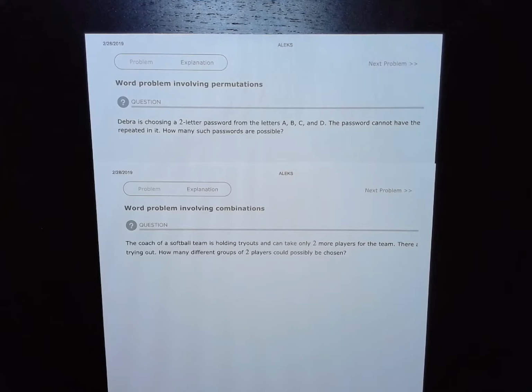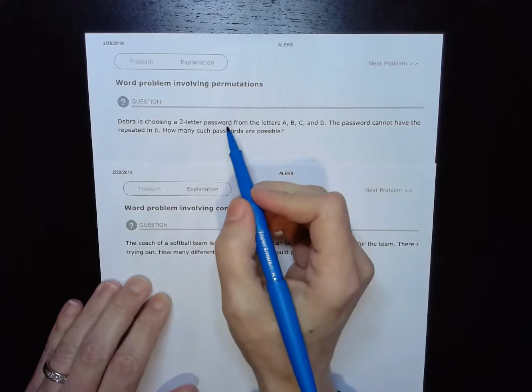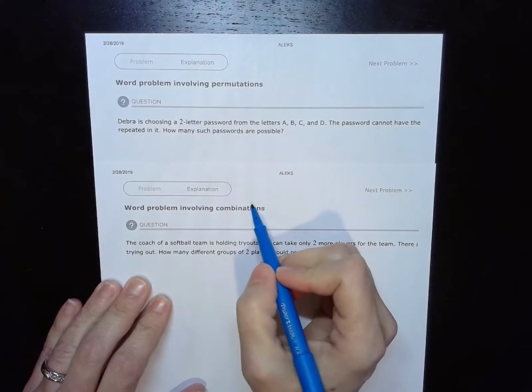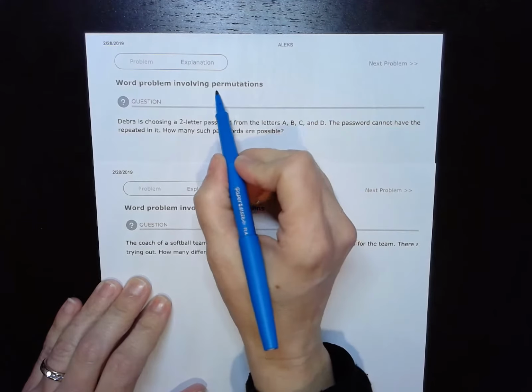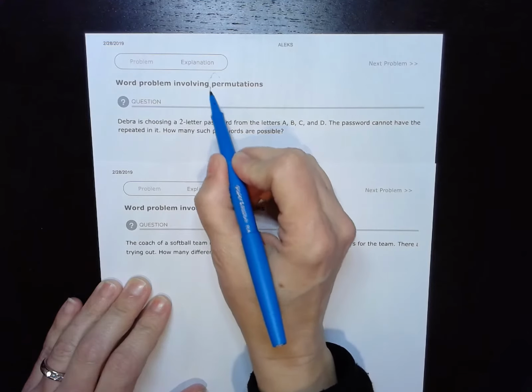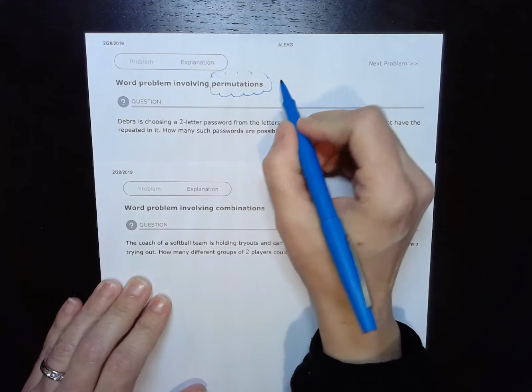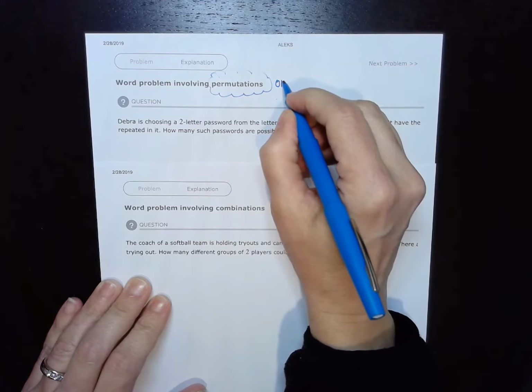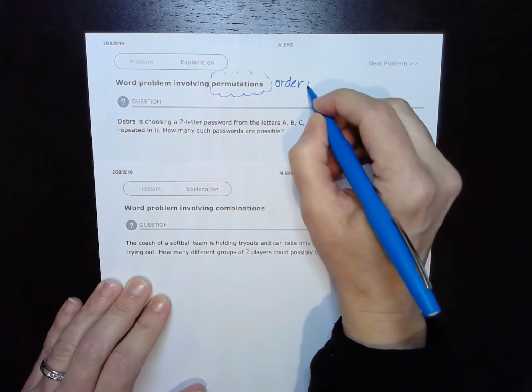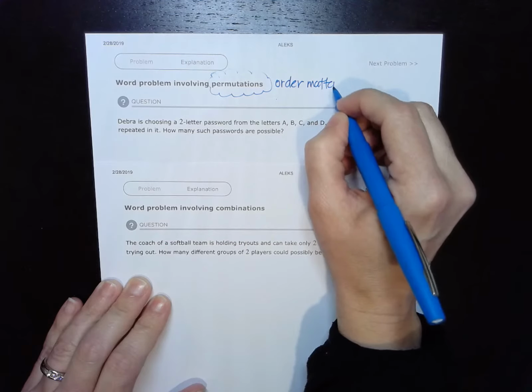In this video, I'll talk about word problems involving permutations and combinations. So the first thing you need to understand is the difference between a permutation and a combination. In a permutation, the objects that you're talking about, the order of those objects matters.